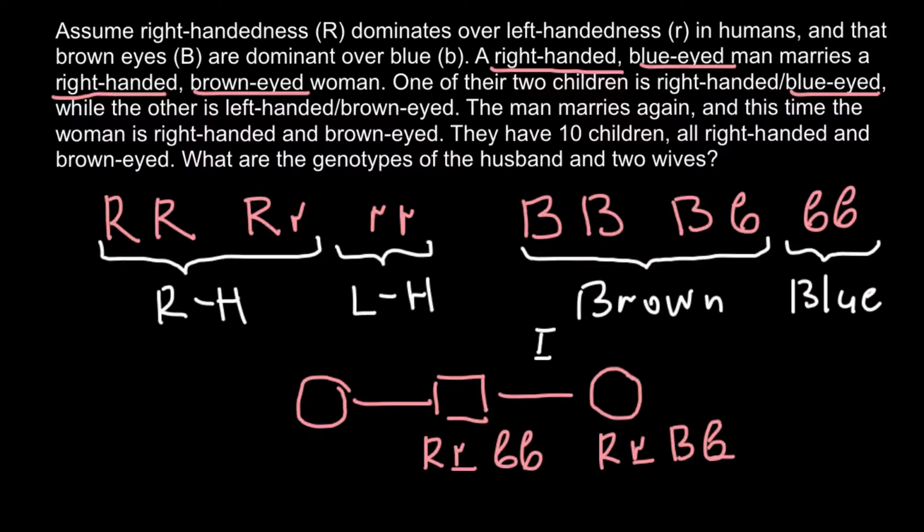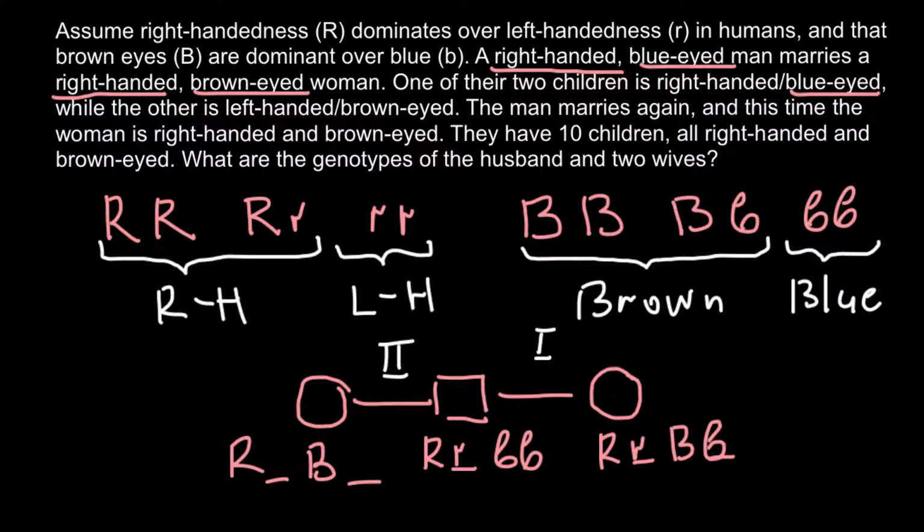So next we know that the man marries again, so this is going to be a second marriage. And what we know about his spouse this time is that the woman is right-handed and brown-eyed. So this gives us information that at least one allele has to be dominant, another one we don't know yet. It can be capital R or small r allele, and she is brown-eyed, so that means that at least one allele has to be dominant. And the second one we don't know, maybe it is a recessive allele or a dominant allele.